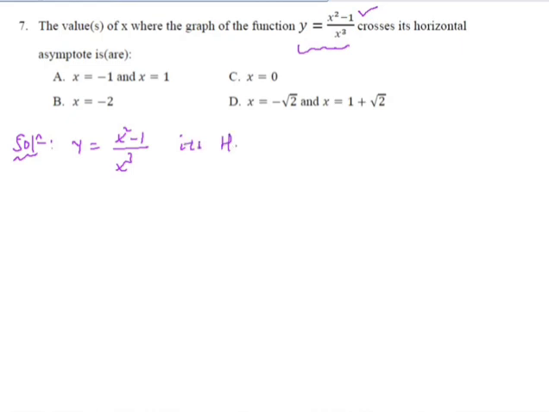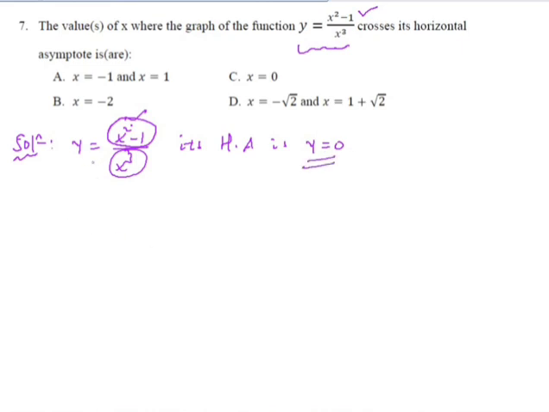Its horizontal asymptote is y equals 0, because if you look at the function, the degree of the numerator is 2 and the degree of the denominator is 3. Since the degree of the denominator is greater than the degree of the numerator, the horizontal asymptote will be 0. This is what you need to know about the horizontal asymptote for a rational function. So y equals 0 is the horizontal asymptote.